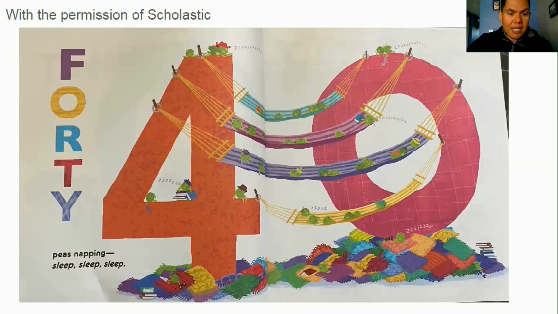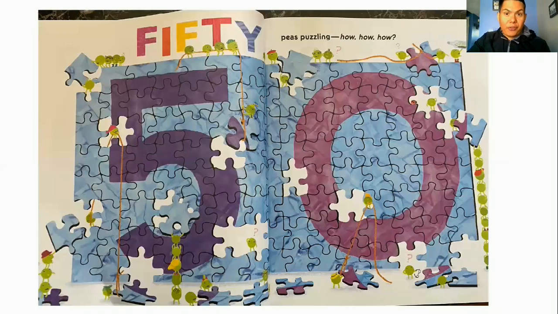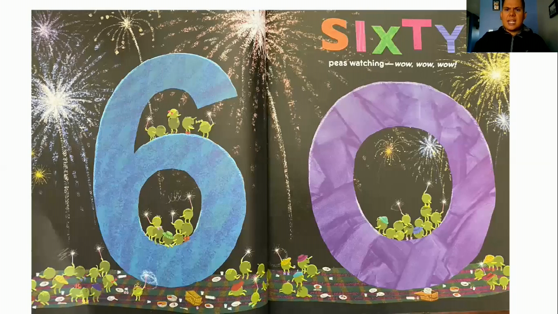40, peace, napping, sleep, sleep, sleep. You know what number comes next? 50, peace, puzzling. 60, he's watching. Whoa, whoa, whoa. Ooh, what are they watching? Yeah, you're right, they're watching fireworks. Ooh.